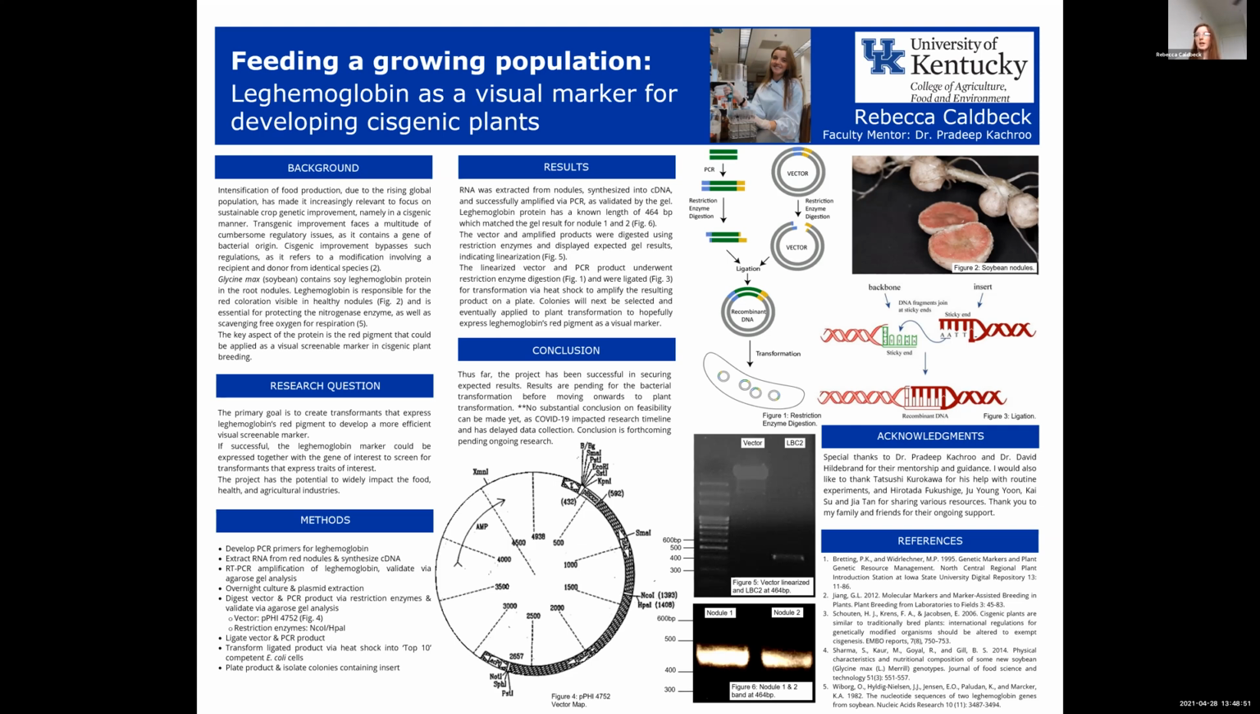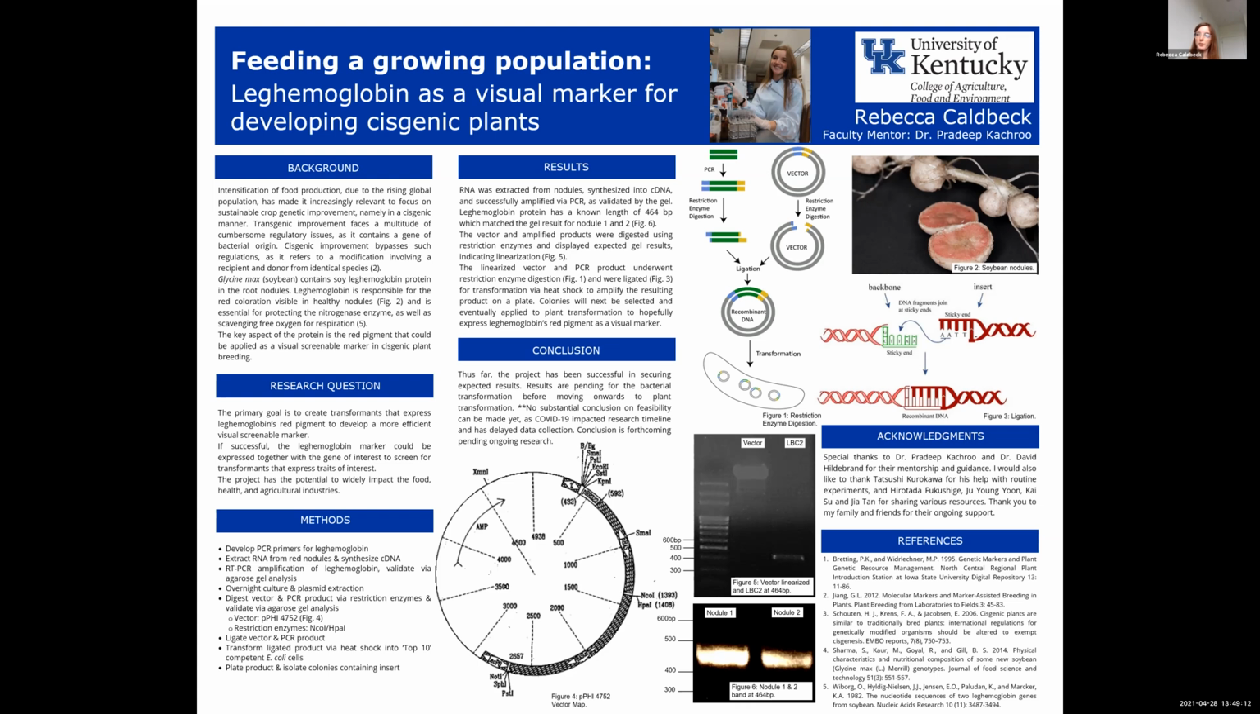So the primary question behind this project was to analyze the feasibility of using this leghemoglobin protein as a cisgenic visual marker for soybeans. In order to do this, the goal was to create transformants that express leghemoglobin's red pigment. The red pigment would theoretically be useful in making the screening and detection of genetic improvements more efficient.